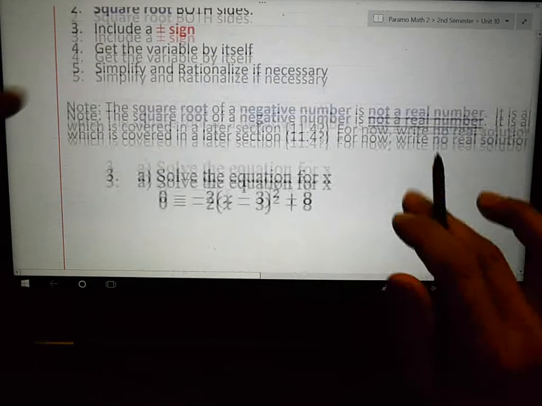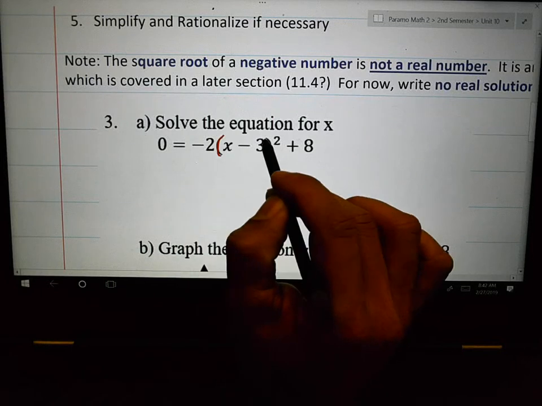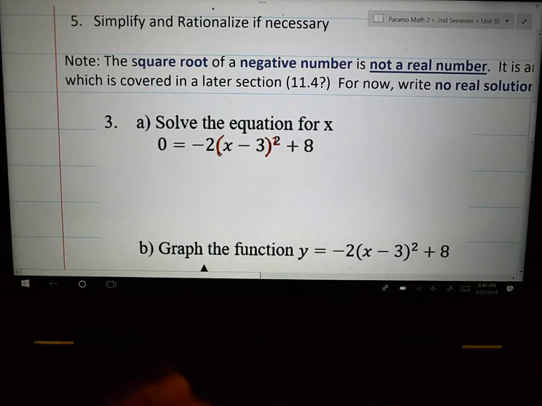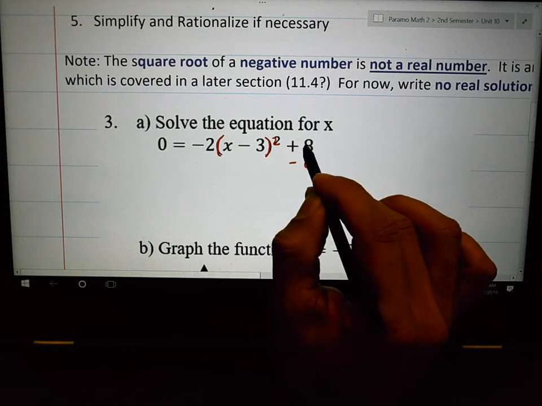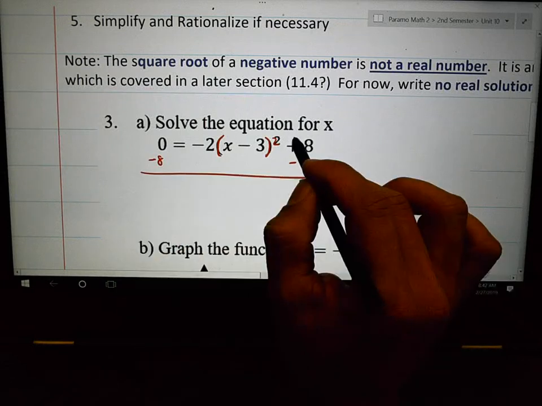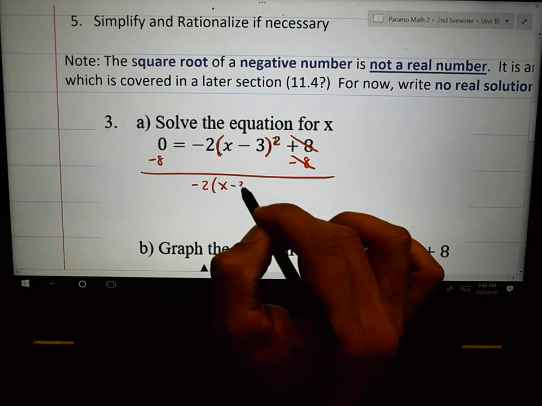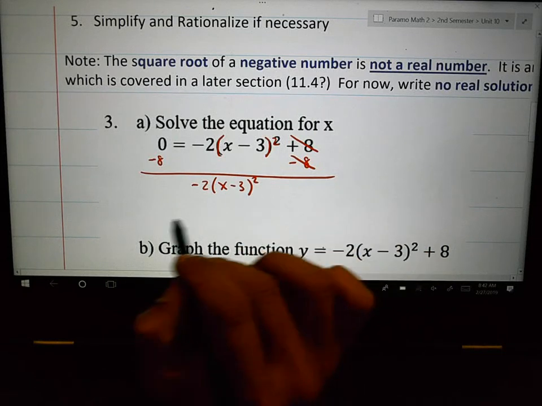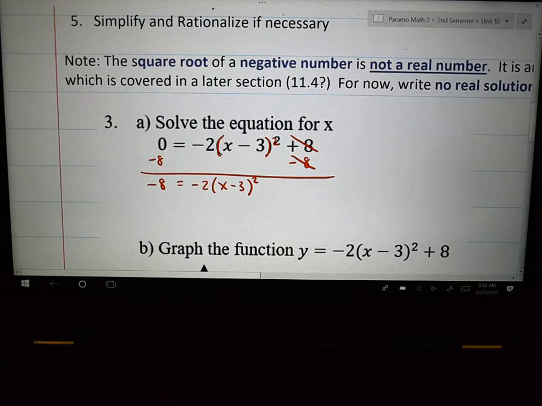Now, if you don't know what to do, you go back up here and it says isolate the quantity squared. This is the quantity squared right there. I want to get that by itself. First thing I'm going to do is move this plus 8 to the other side. The opposite of adding 8 is subtracting 8. If you did that, 8 minus 8 makes 0, goes away. This would be negative 2 quantity squared, x minus 3 quantity squared equals negative 8 on this side. You do the opposite of adding 8, you subtract 8.